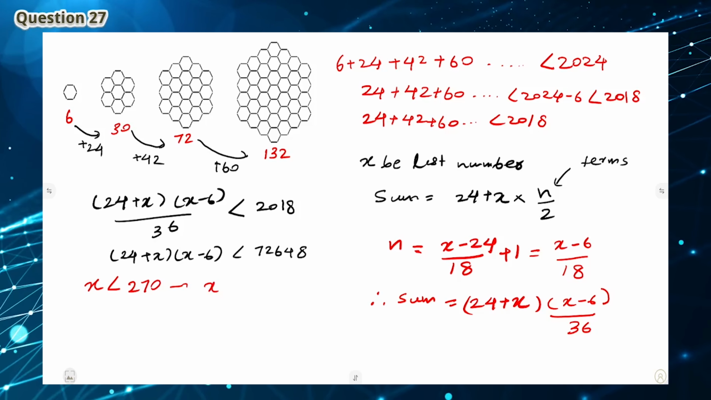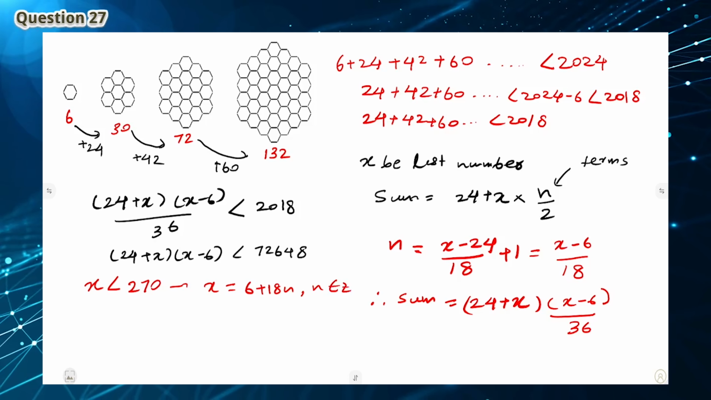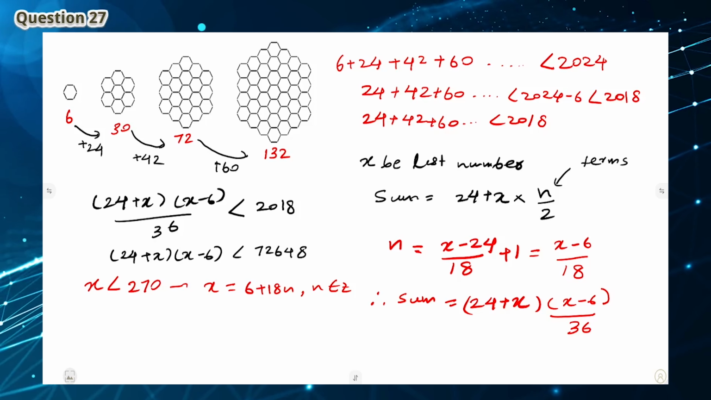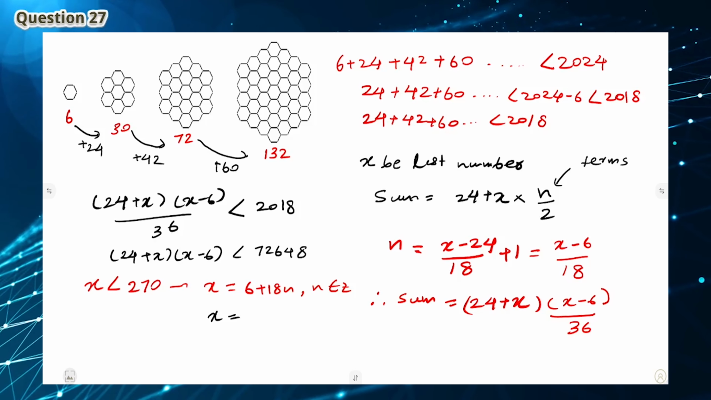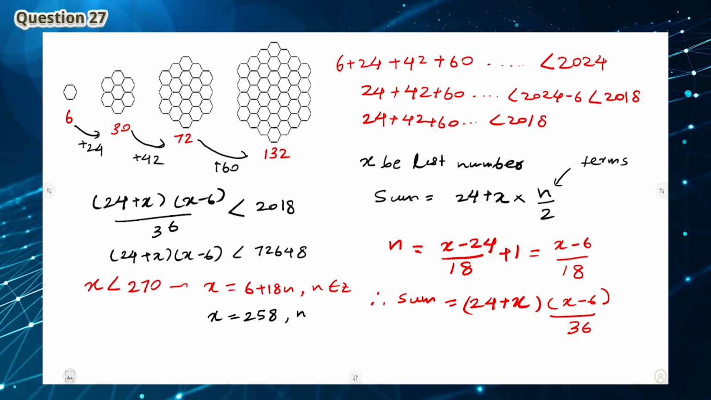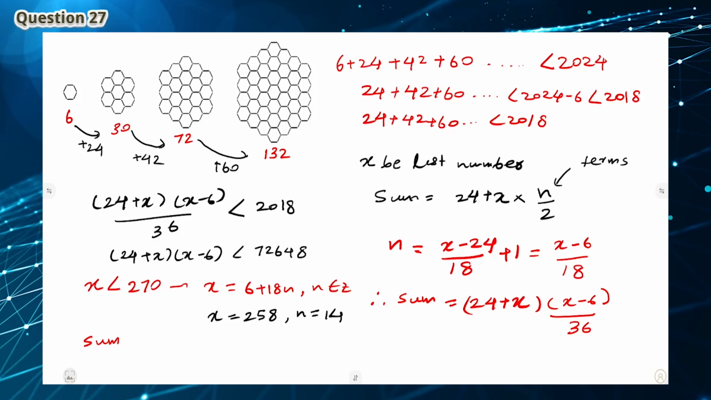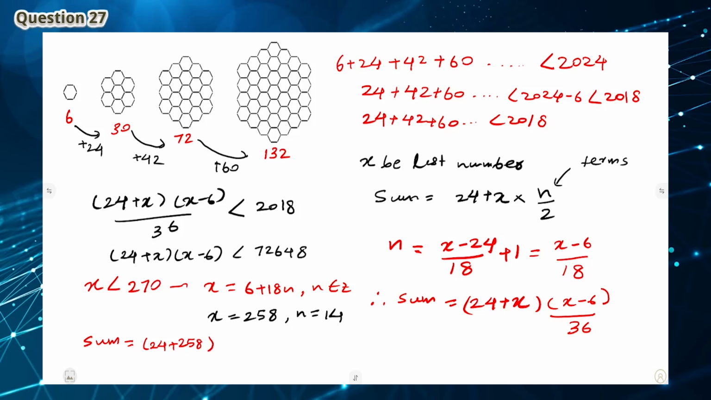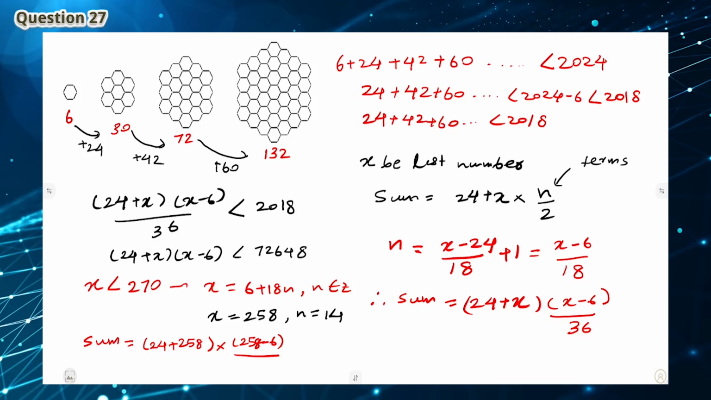We know that x is equal to 6 plus 18n, as the starting number is 6, and there's increments of 18. The closest number to 270 that satisfies 6 plus 18n is 258, where n is equal to 14. We can sub this value of 258 into the sum of series formula. We get a total sum of 1974.